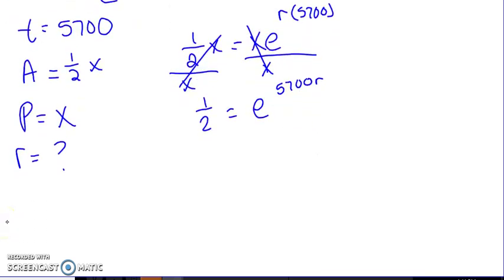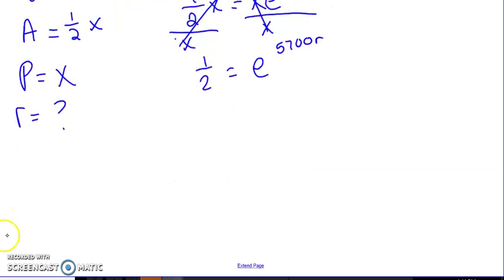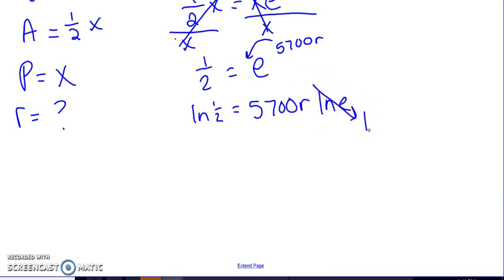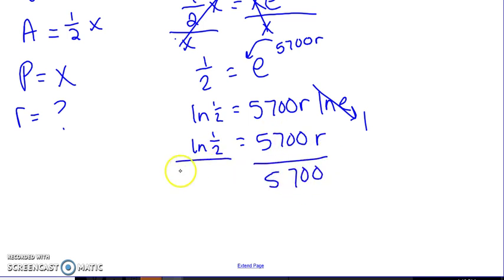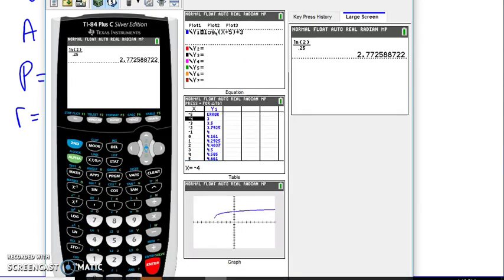Again, my goal is to get rid of e, so I take the natural log, or ln, of both sides. Remember, when I take ln of the right side, I have to bring down that exponent, so it'll be 5,700 r ln e. So I have ln of one half equals 5,700 r. Divide both sides by 5,700. r is going to equal, put it in our calculator.